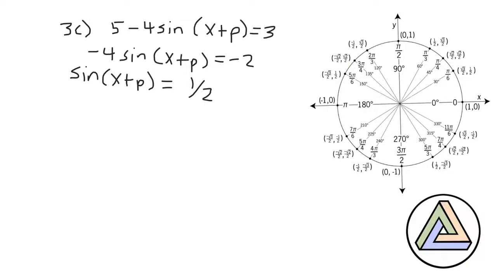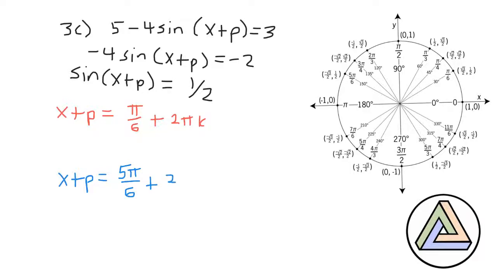So let's set up the following scenario. We know that x plus p is going to be pi over 6 plus 2 pi k because of the period. We also know that x plus p is going to equal 5 pi over 6 plus 2 pi k because of the period. Looking here, we're not trying to solve for x plus p though. We're trying to solve for x. So that's very easy. We're almost there.